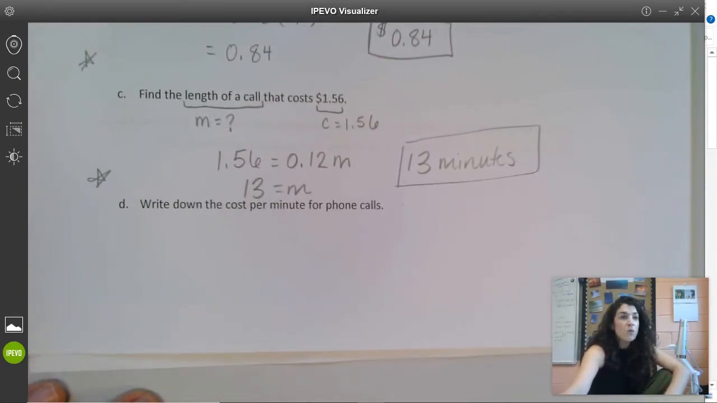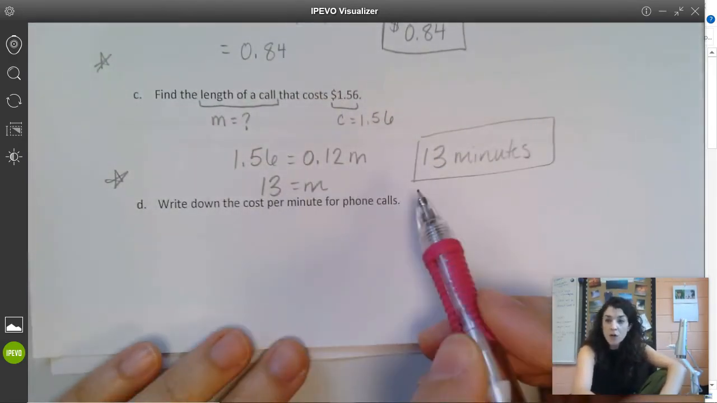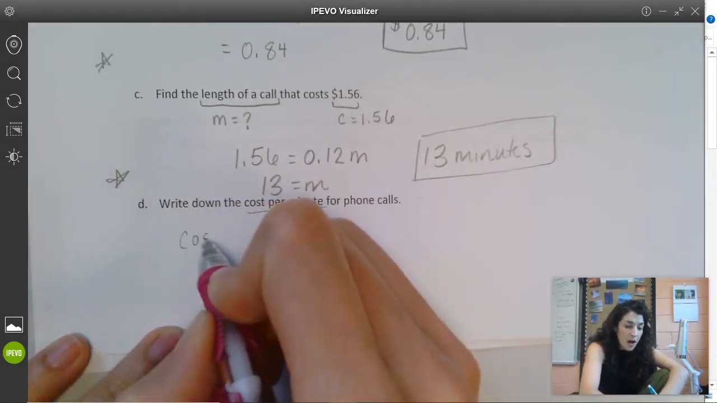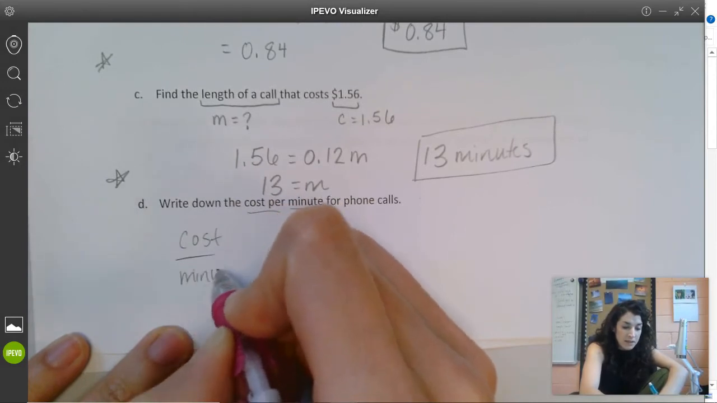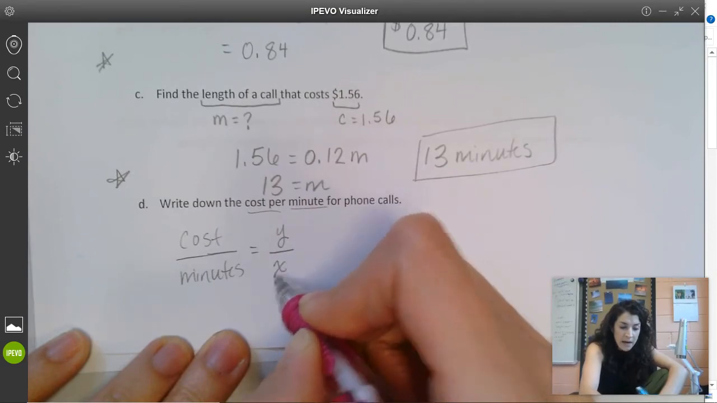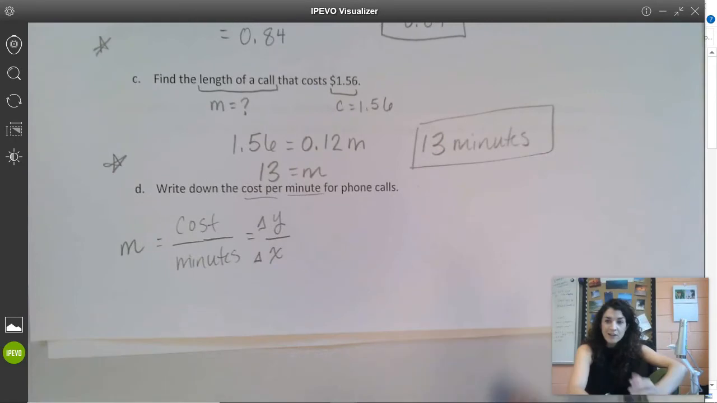Here it says that we want to write down the cost per minute for phone calls. When we have a rate comparing something to something, something per something, cost per minute, that's the cost over the minutes. When we take one variable and divide it by the other variable, we're really just talking about slope. So this is something that continues to pop up in a lot of our problems. And I know that sometimes it's really confusing to see when it is slope.